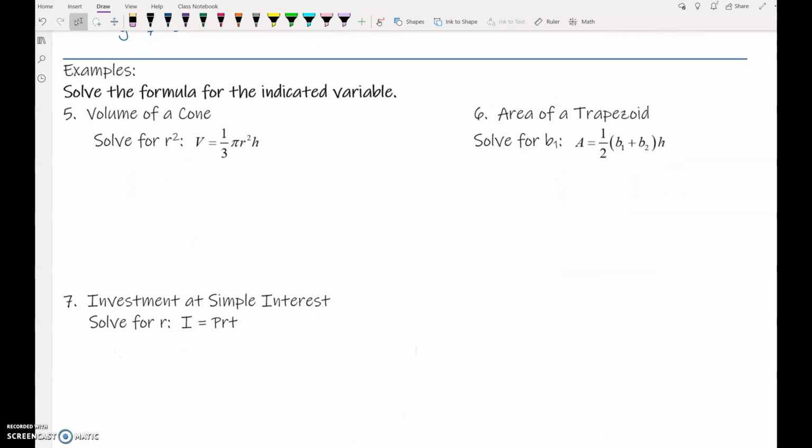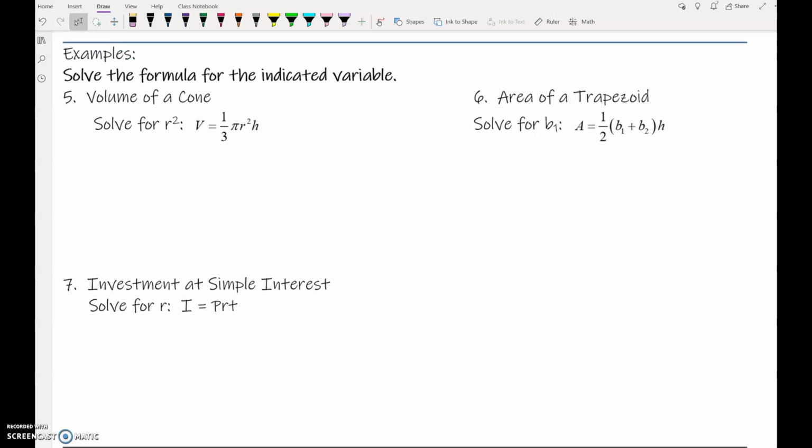For these formulas, you simply need to think about what is currently in the formula and how do you undo that. The other thing you need to think about is what you're actually solving for. So this says solve for r squared. That means our goal is to have r squared equal. We want r squared to be on a side by itself.